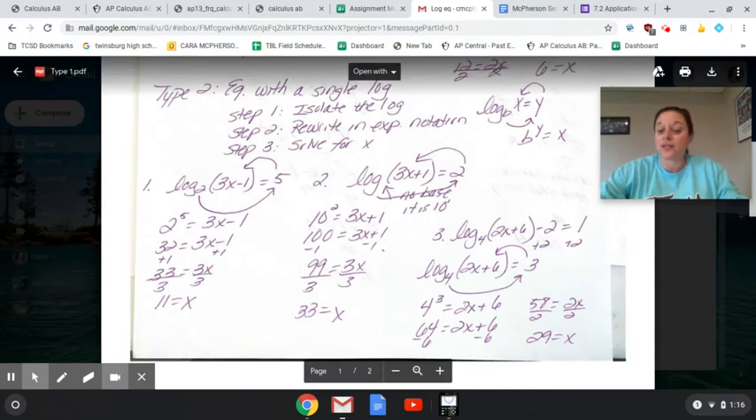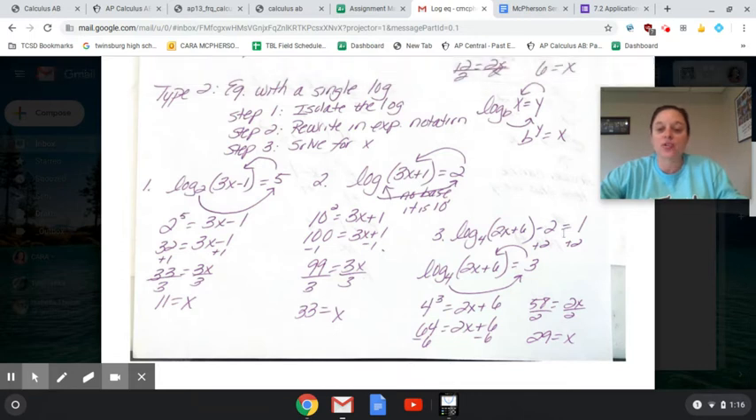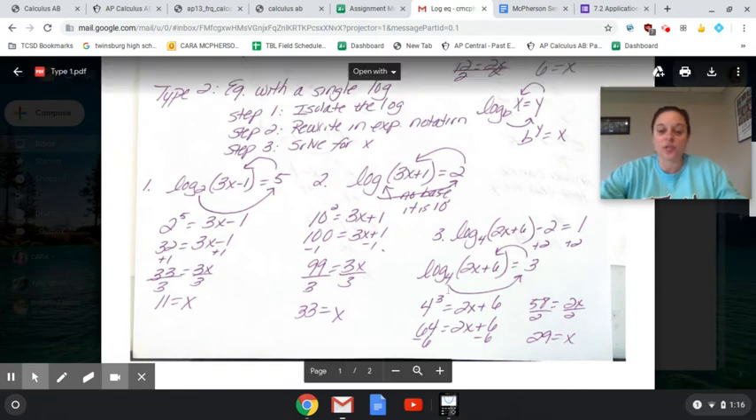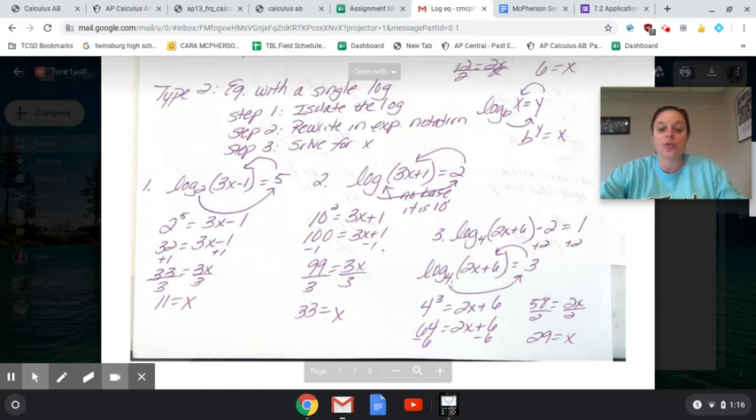Here's one that's not isolated. So this third example has an extra step at the beginning. We have this extra minus 2 that's at the end. That is not part of the log. So to isolate, you're going to add 2 to both sides, and that's going to get rid of that 2. Now you're isolated. You're ready to go to the next step, which is to follow that circular pattern.